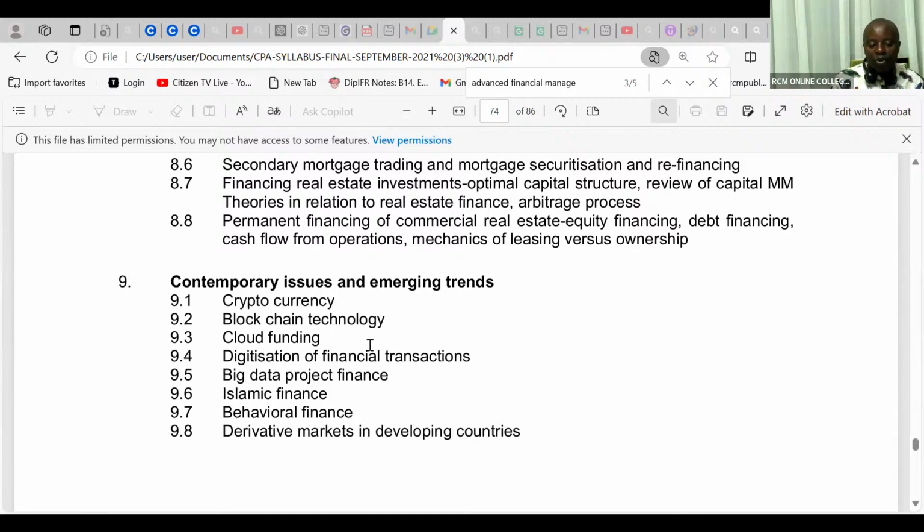Then we have digitization of financial transactions. It's very important for us to automate all our financial transactions. Big data project finance, very important. Islamic finance, very important. Behavioral finance, I will tell you what this means. Derivative markets in developing countries, very important. So that is it regarding what is expected of us.